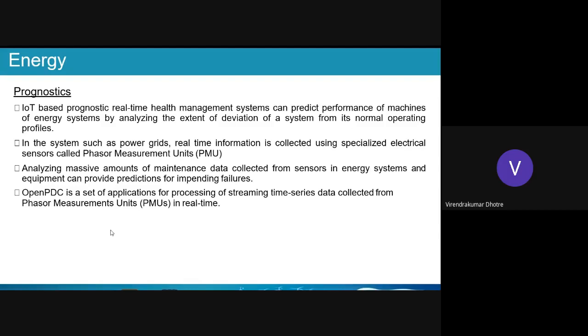So it is real-time information which is collected using specialized electric sensors, and these sensors are called phasor measurement units (PMU). So these sensors give the information, and based on that, the power grids can monitor all these devices, so that if any problem is going to occur, we can take necessary precautions before it goes to fail.